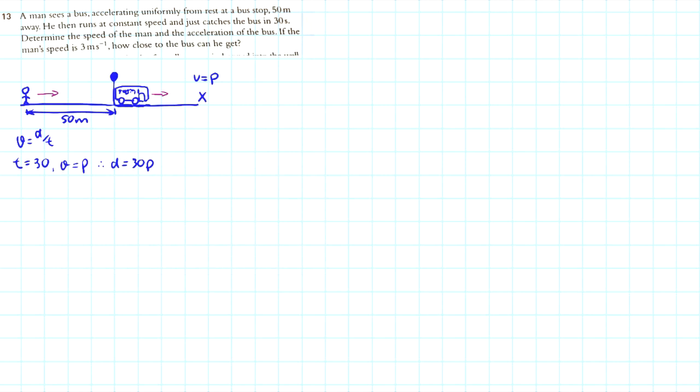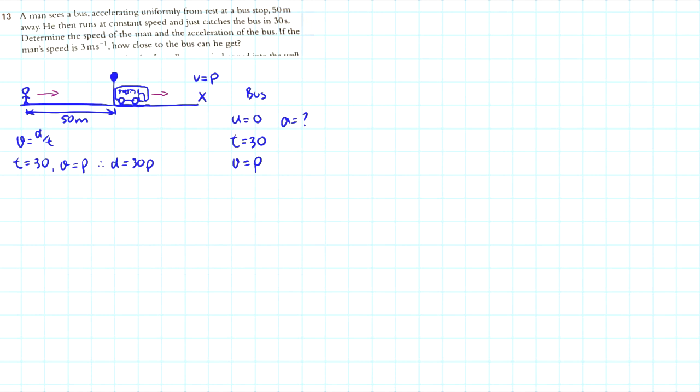So that's the distance from where he is now to where x marks the spot. And for the bus, what do we know? The initial velocity is 0. It starts at rest. The acceleration, we don't know. We have to find the acceleration. The time until the man catches the bus is 30 seconds. They both start at the same time. And the final velocity is p. When they just catch, they have to be traveling at the same speed. And do we know the displacement or the distance?